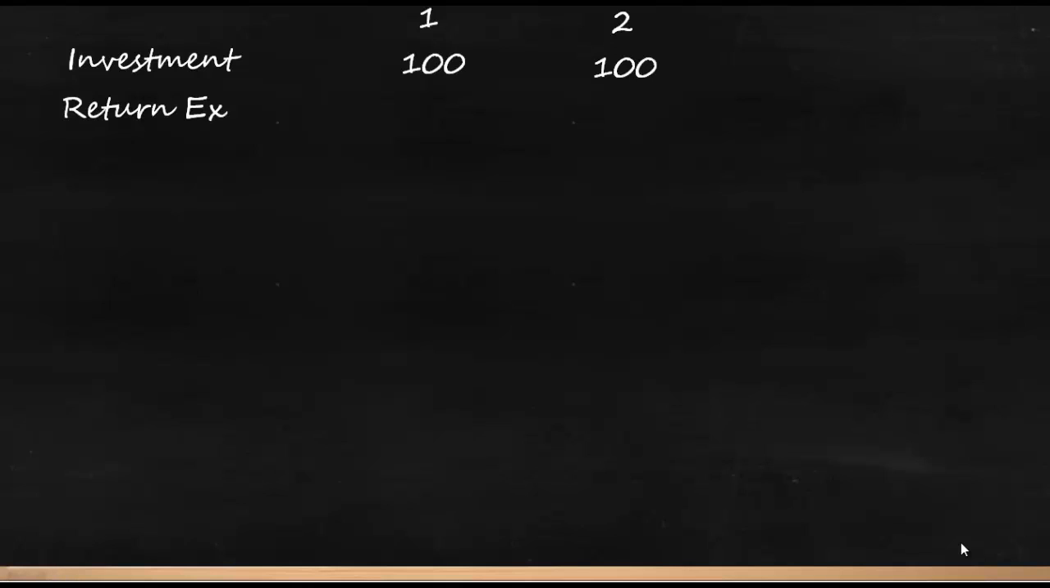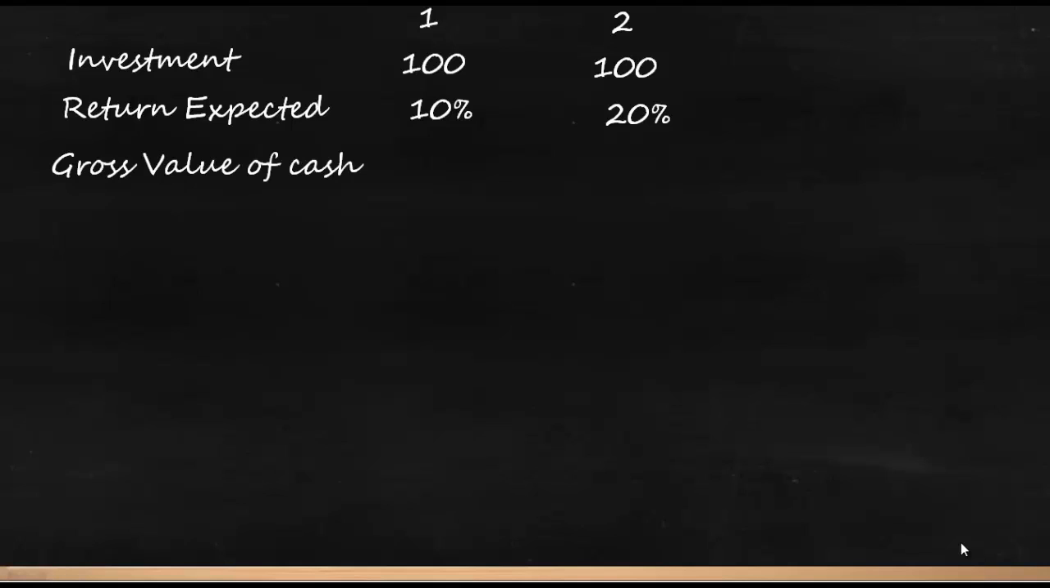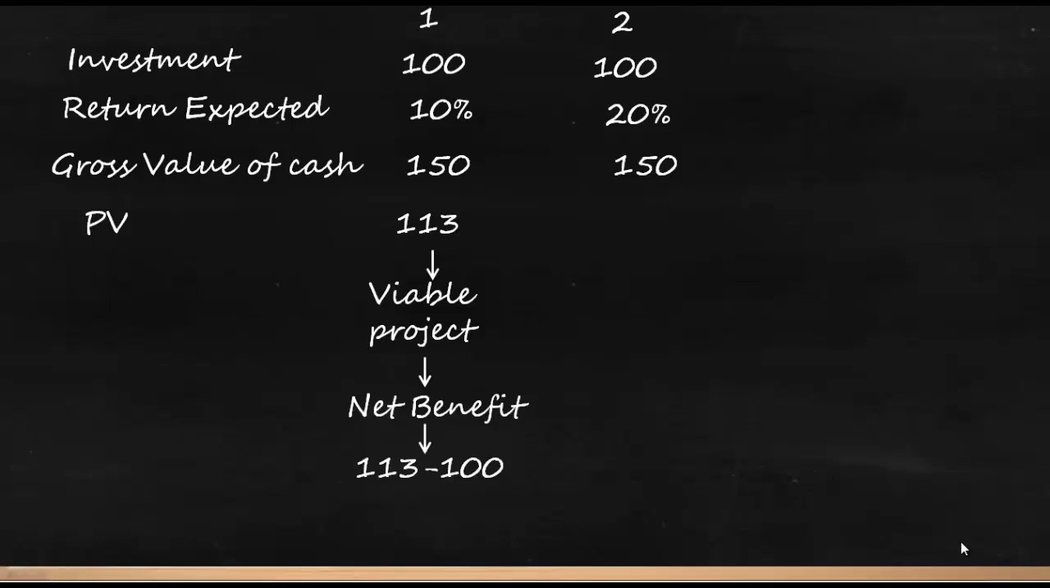So what we have understood: we had two scenarios, scenario 1 and scenario 2. In both scenarios, the investment was the same, 100, but there was a difference in the return expected. In scenario 1 it was 10%, in scenario 2 it was 20%. And what is the gross value of cash flows in scenarios 1 and 2? In both it was 150. But where the difference started is the present value. The present value in scenario 1 was 113. So that made it a viable project, because there was a net benefit of 13, which is 113 minus 100.